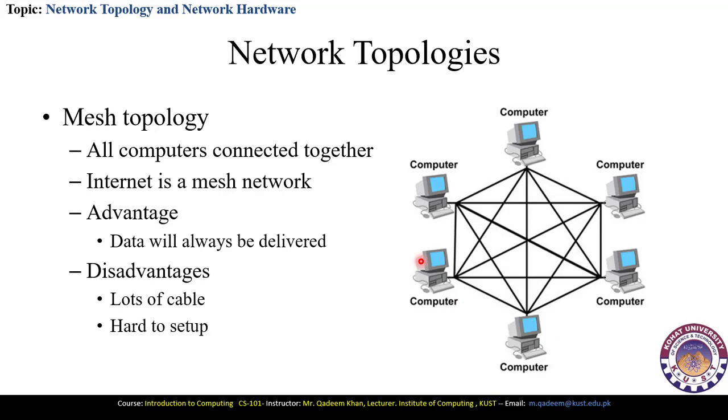Another type of topology is called the mesh topology. Here, all the computers are connected together, and the internet is an example of a mesh network. As its name indicates, each computer has multiple cables to connect to different computers in the network. So lots of cables are required here, and it is also very hard to set up this network. That's why it is a very costly network.